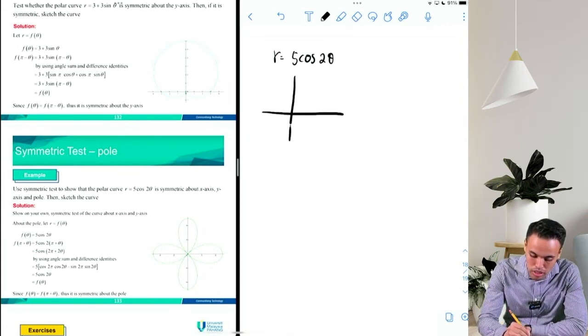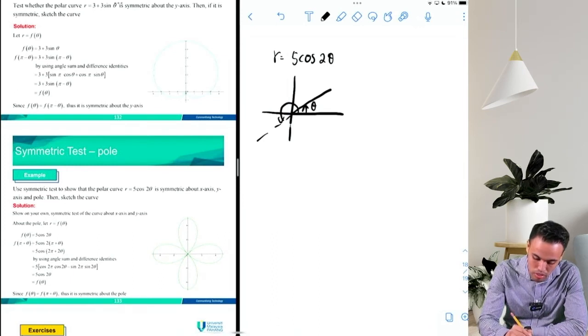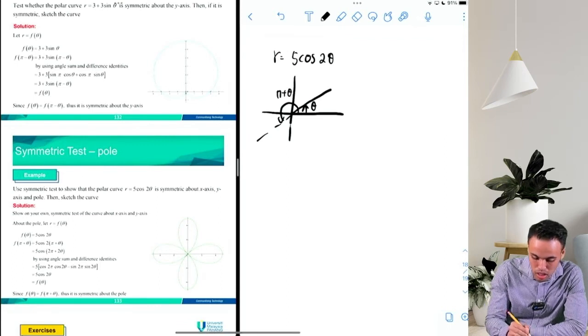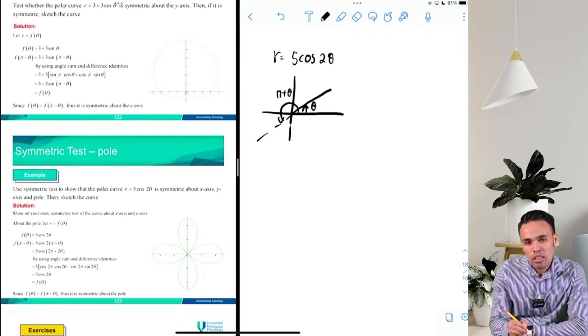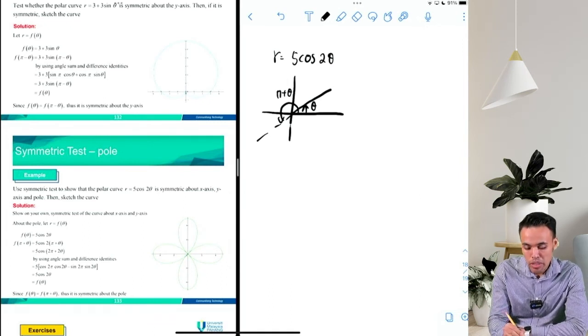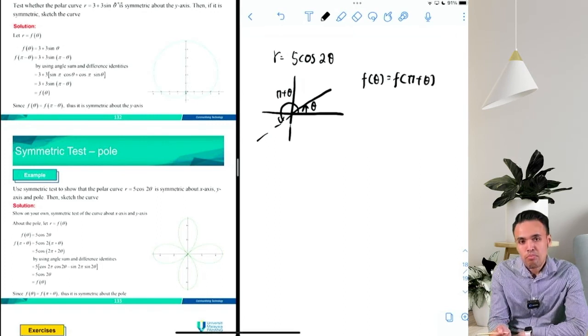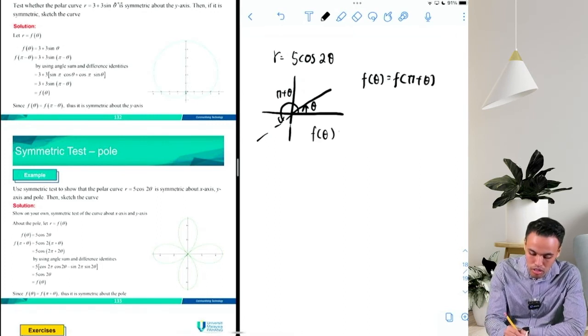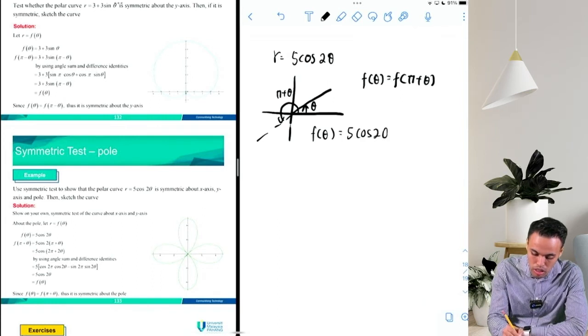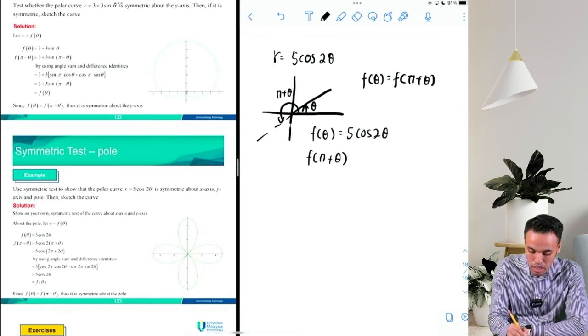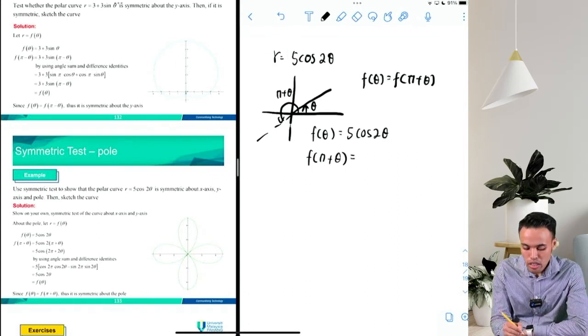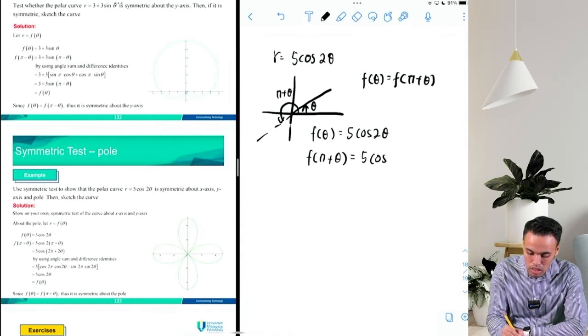Please remember this illustration. If the value here is theta, the value from here until here should be pi plus theta. So in order for the curve to be symmetric, you have to show that this expression is true, such as f theta is equal to f pi plus theta. In this case, f theta is equal to 5 cosine 2 theta. And at the same time, you are trying to look for pi plus theta, so you replace theta with pi plus theta, 5 cosine 2 times pi plus theta.